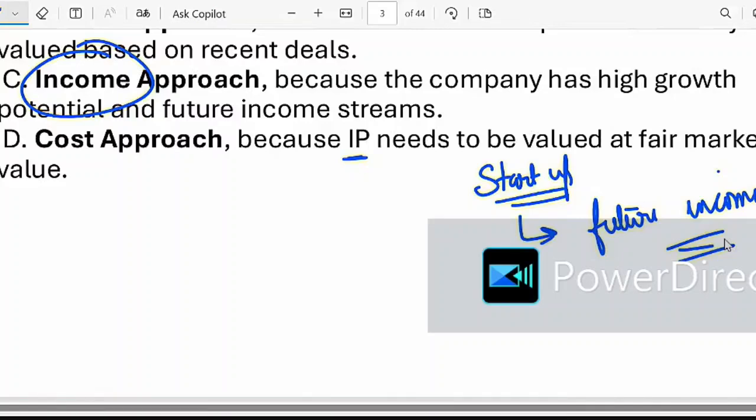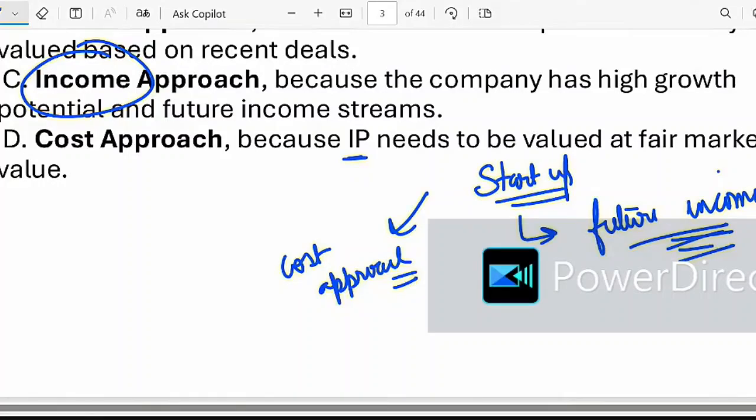So basically we have a startup. Does it make sense to value it based on its future income? What do you think? And what will happen if we use the cost approach? Will it show a high or low value for this startup? So basically, let me tell you, what do you think? Which approach would be most beneficial?